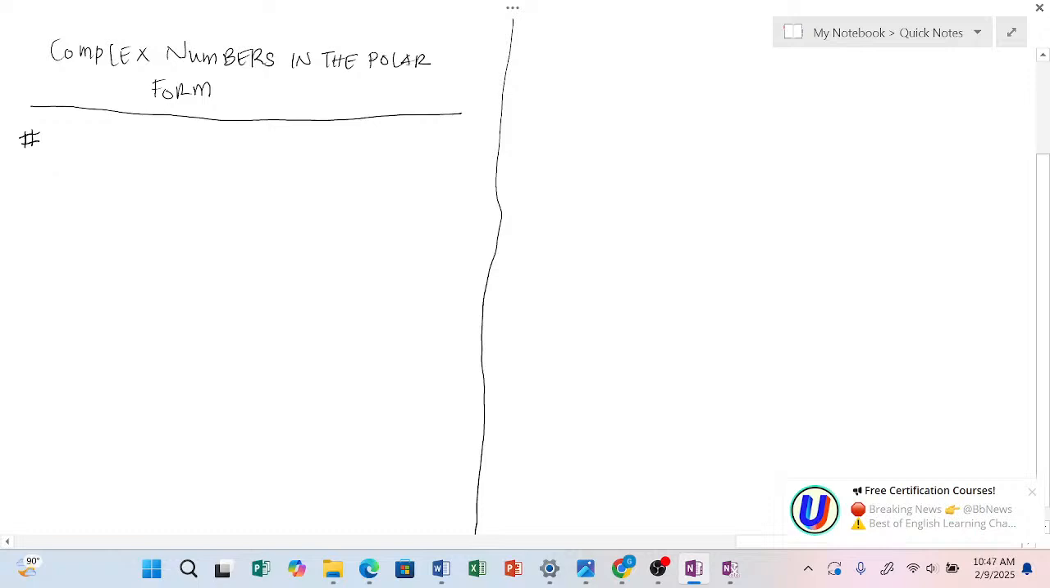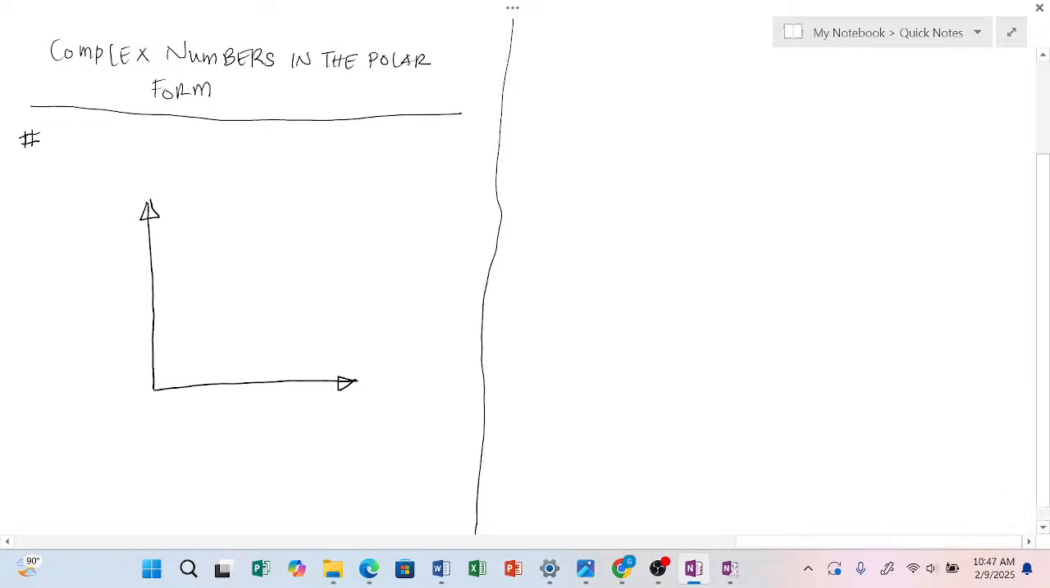Now you remember the Argand diagram that we did? Yes, we are going to build on it. So assuming we have this as our Argand diagram, not showing the other part, we have this as our imaginary part and this as our real part. Let this be my origin.